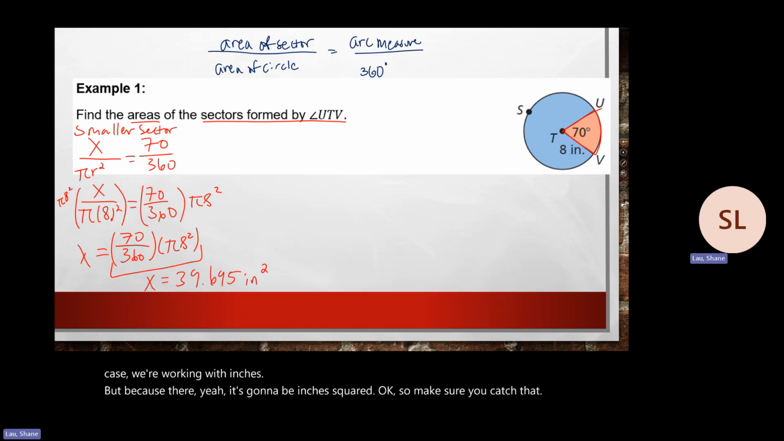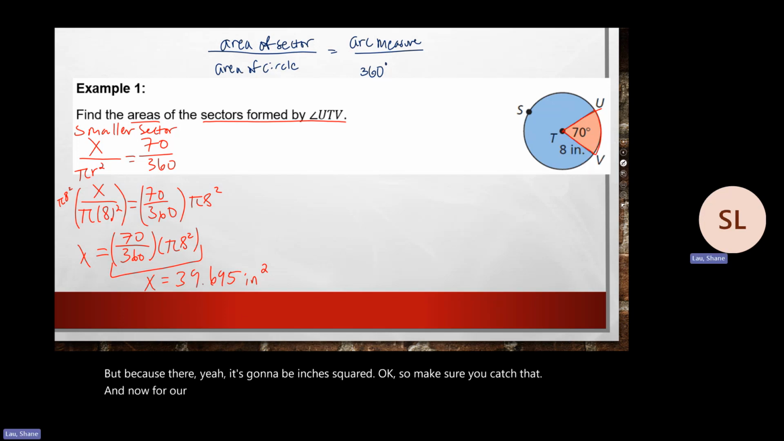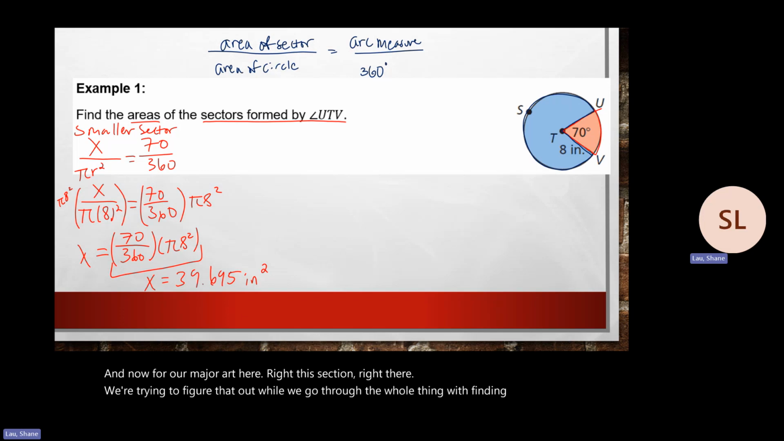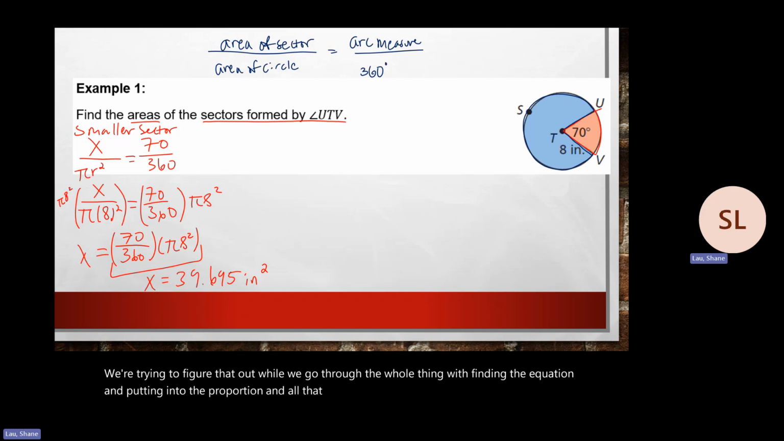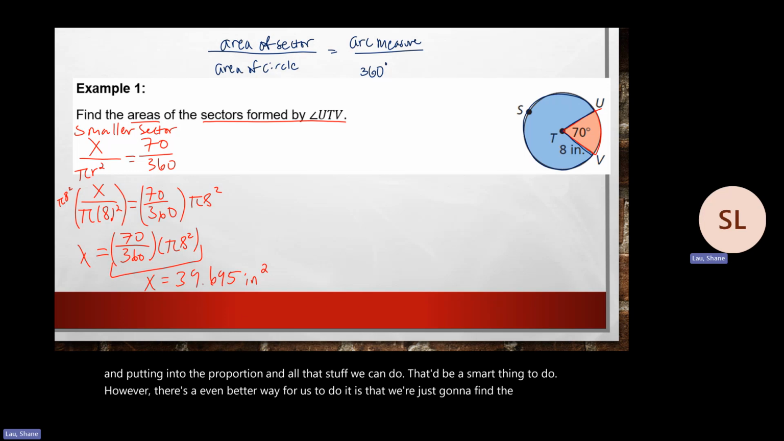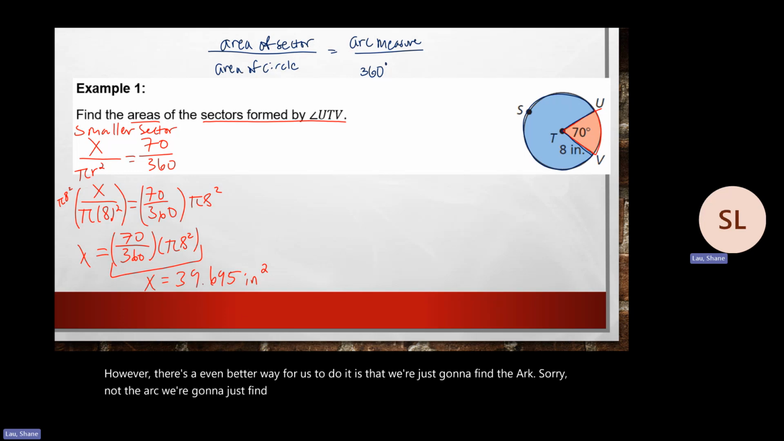And now for our major arc here, this section right there. We're trying to figure that out. Well, we can go through the whole thing with finding the equation and putting into the proportion and all that stuff. We could do that. That'd be a smart thing to do. However, there's an even better way for us to do it: we're just going to find the area of the circle and subtract our smaller arc from that circle. It's just going to make things a lot easier for us.